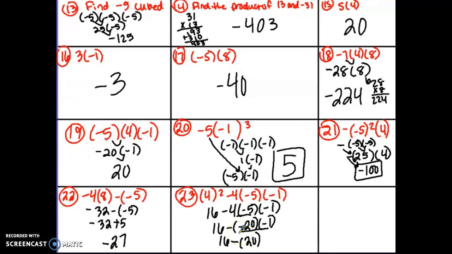I'm subtracting, so I use additive inverse. Keep your 16. Change subtraction to addition. Take the opposite of 20. My signs are different, so I subtract. 20 minus 16 is 4. 20 is the bigger number, the number with a higher absolute value, so my answer is negative 4.